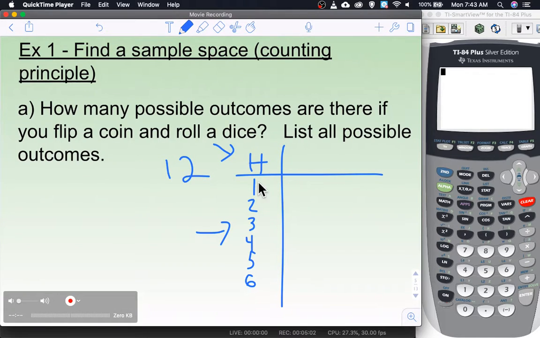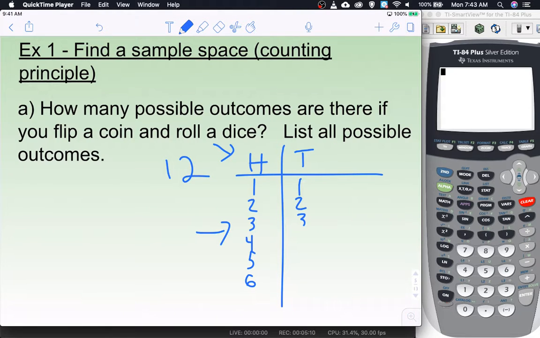So right here, that's 6 possible outcomes. Heads 1, heads 2, heads 3, heads 4, heads 5, heads 6. You could also get tails and 1, 2, 3, 4, 5, 6. So that gives you a possible 12 outcomes.